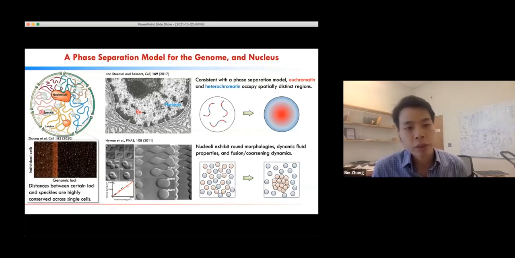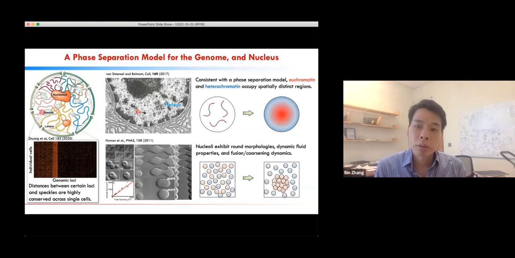In particular, recently, several groups have found that certain genomic loci actually have very well defined distances to nuclear speckles. And this kind of very precise distance is actually inconsistent with a liquid picture. If we think of the nucleus as just a liquid, then by definition it's supposed to be very dynamic and homogeneous, which really cannot encode very precise distances.